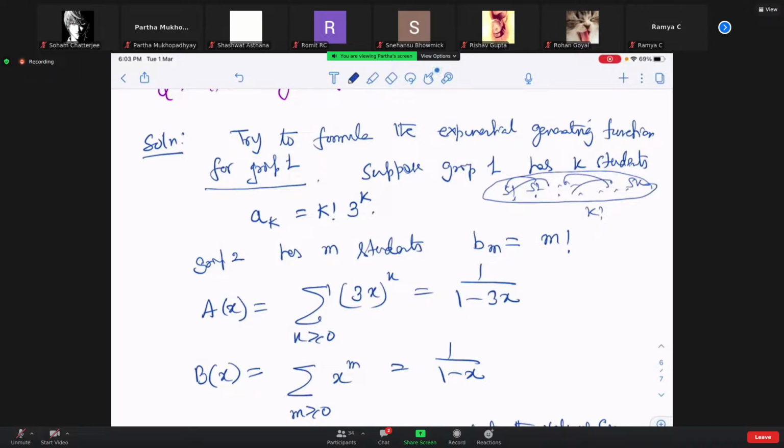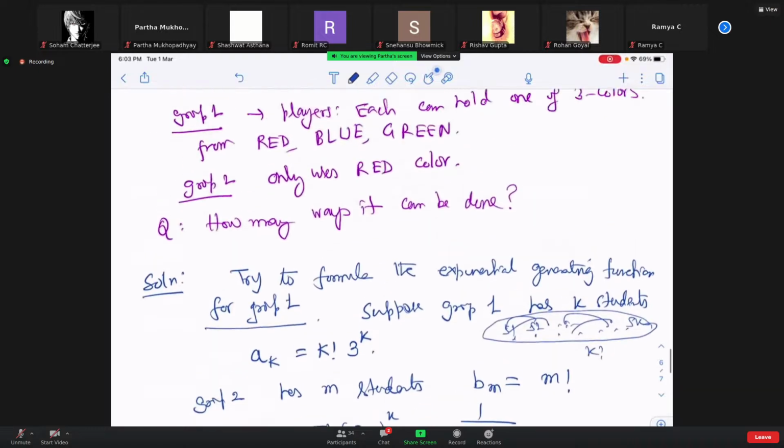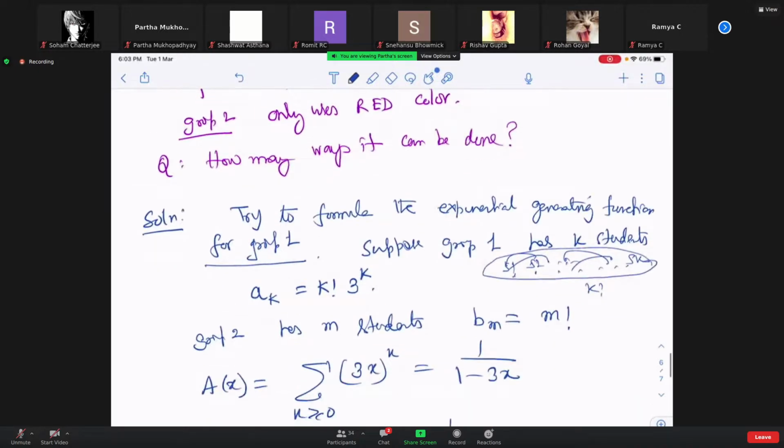Yes, sir. So you arrange them in a line, and then I'll let them select a color. Each of the students can hold one of the three colors, either red or green or blue, whatever. So that's three choices each. That's the count: 3 to the power k times k factorial. Yes, sir. Okay.